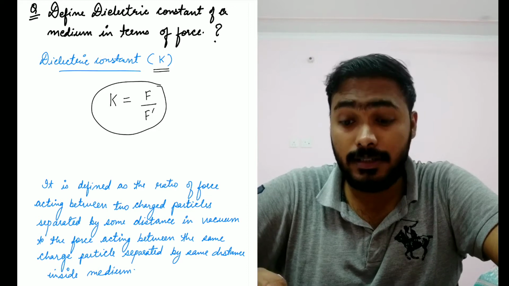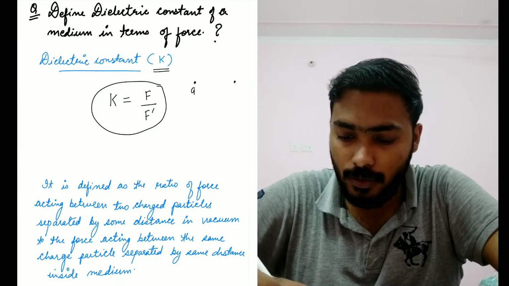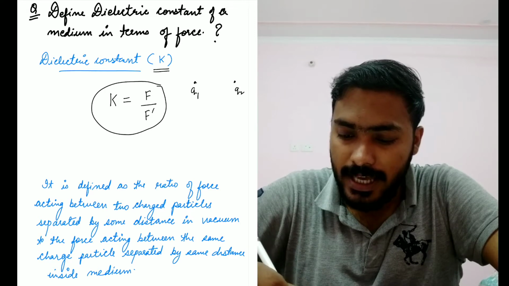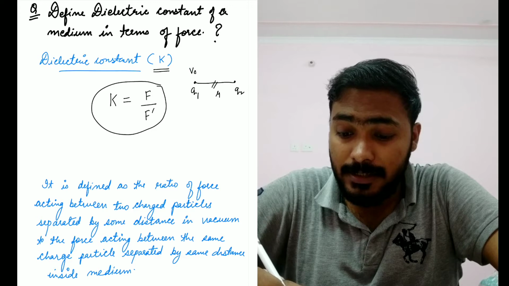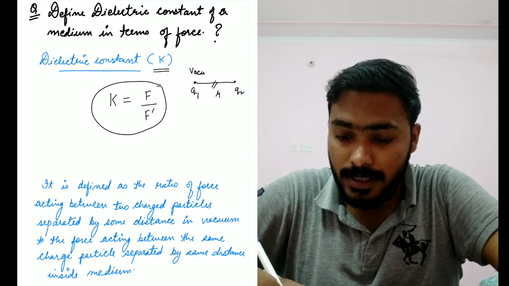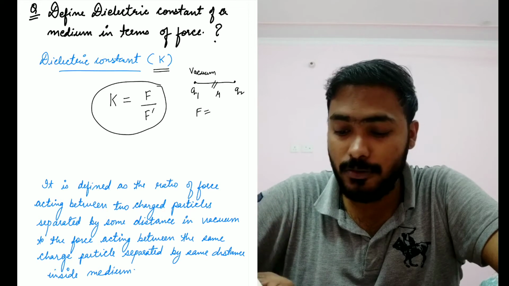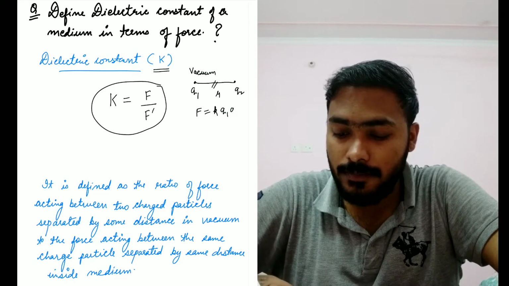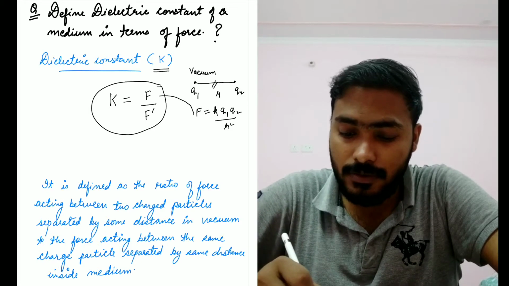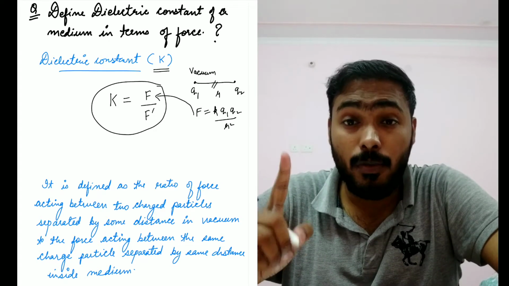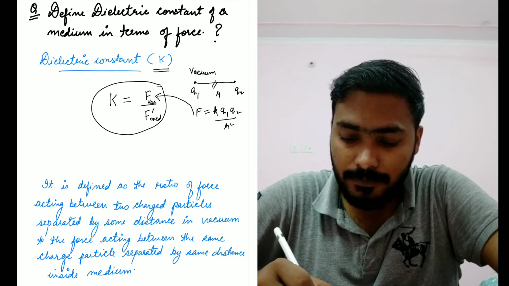We have studied that by Coulomb's law, if we have two charges, let's say Q1, Q2, separated by some distance R, and let's say the medium is vacuum, the force of interaction comes out to be K Q1 Q2 upon R square. This is the force in vacuum, and this is some medium.